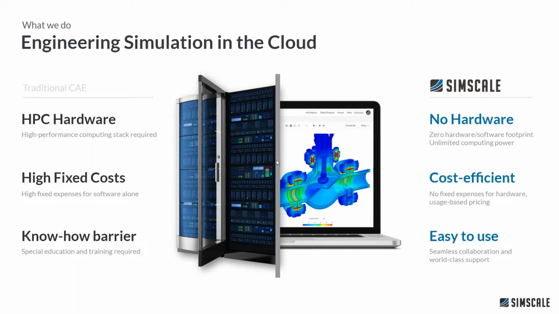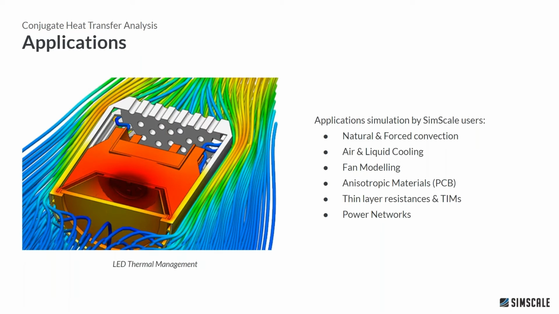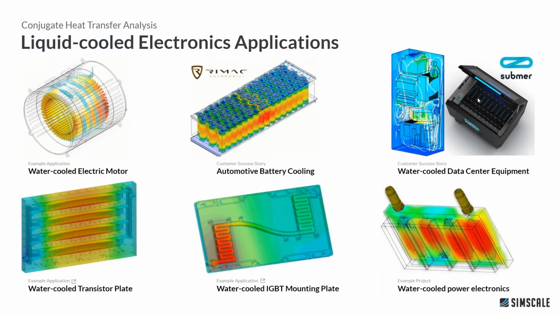Now if we go to the next slide, we already start diving into today's problem, the application. I just wanted to share with you the applications that Simscale customers are simulating. This is just a subset. Of course, we have natural and forced convection. We can handle liquids and gases. We can model components that you use to move air into the enclosures or in open spaces to cool your electronics. We can deal with anisotropic materials. And for the sake of simplifying your models, we can deal with thin layers and analyze power networks. This is just to give you a sense of what we can simulate.